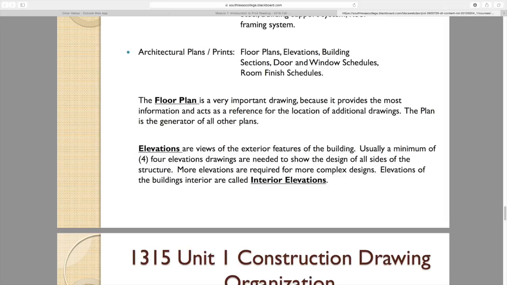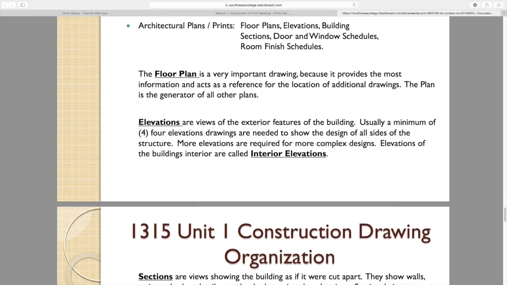And of course, the elevation is based on the floor plan, and then you just decide how high you want it, how you want your roofs, and so on. But all the important information, you're going to find on the floor plan, and from there, most of it is going to reference other sheets. In most cases, not all.